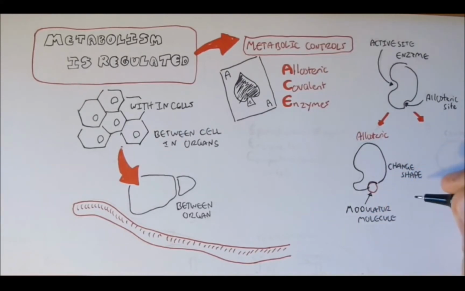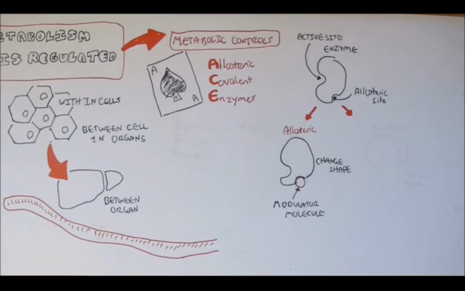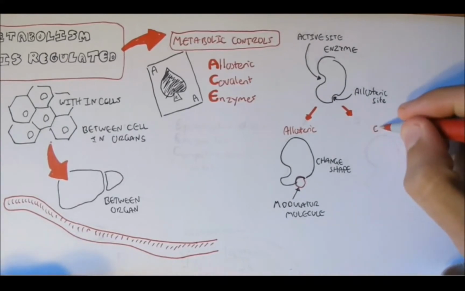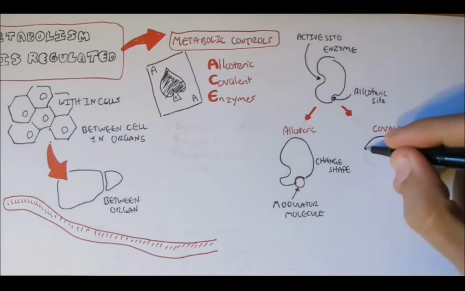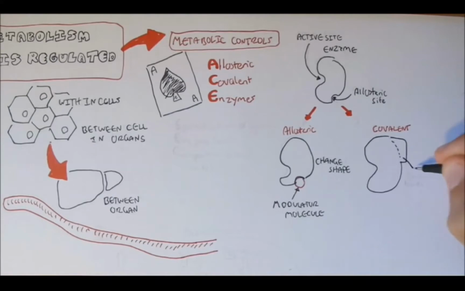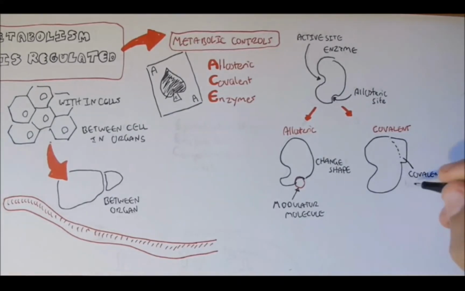It depends. Now, an enzyme which has been covalently bonded is different. In this case, an actual chemical group has bonded to the enzyme. An example is a phosphate group binding to the enzyme, which will affect the enzyme's activity.